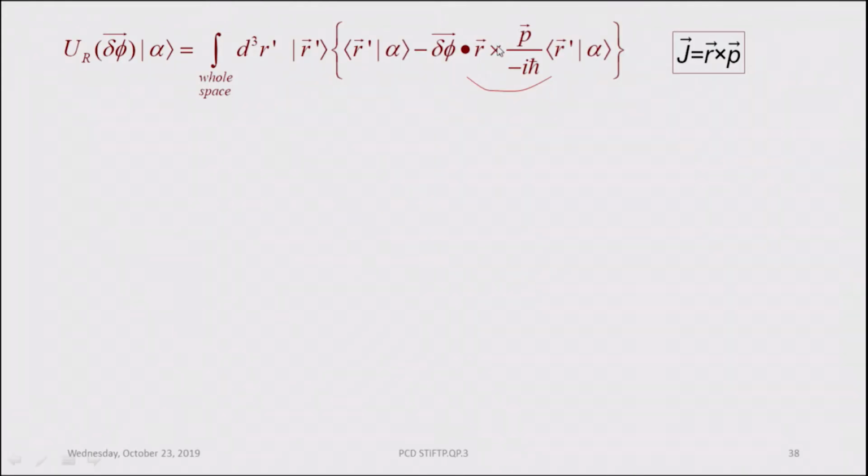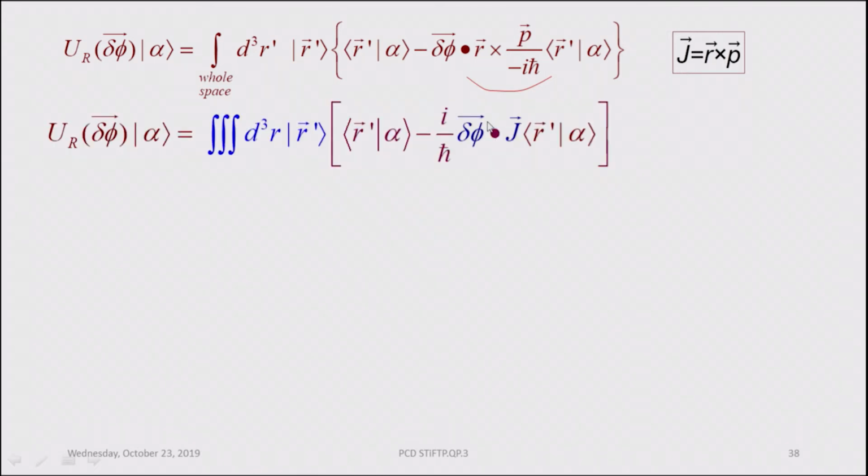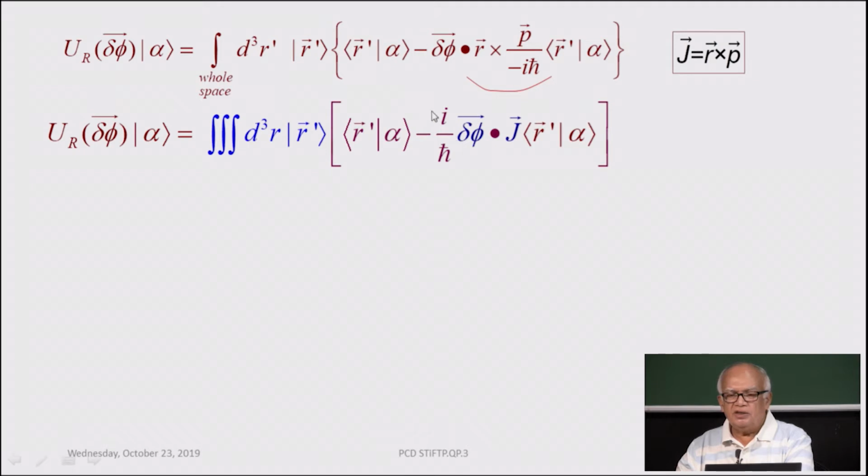You put this angular momentum r cross p as J over here. So now you have delta phi dot J, and the minus i h cross has to be taken care of. There is a minus sign already over here, and this is 1 over minus i, which is plus i. So now you have minus of plus i over h cross delta phi dot J, and you can see that you have two operators both operating on r prime alpha, which is the wave function.